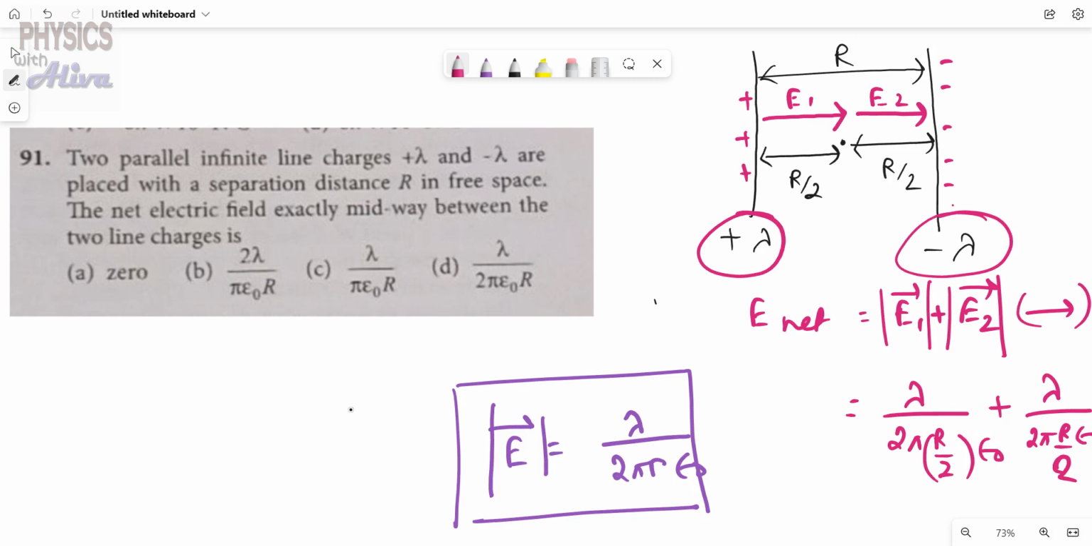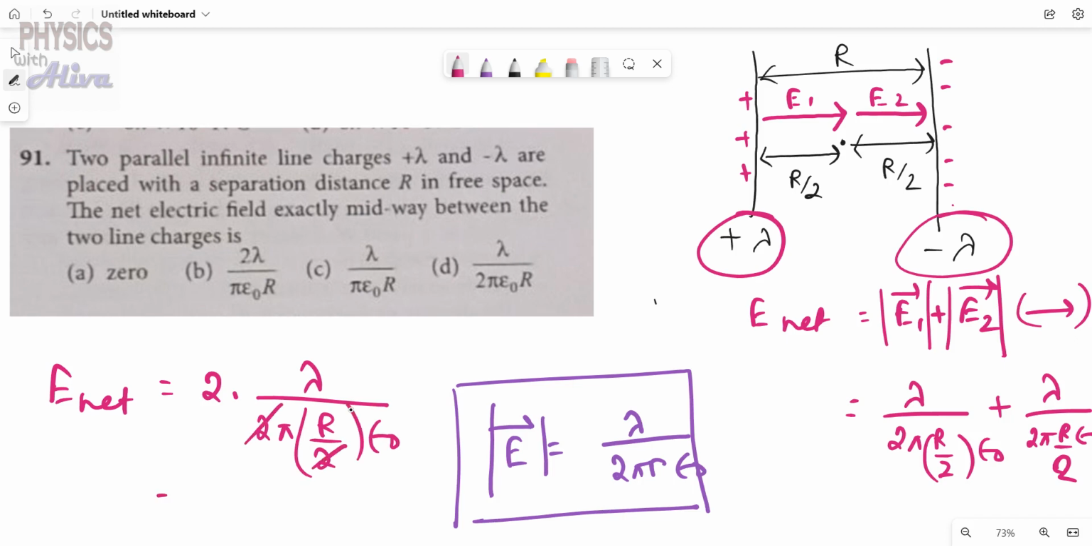Now we will add these two. Net electric field is equal to 2 times lambda divided by 2 pi, R by 2, epsilon naught. This 2 will cancel out, giving 2 lambda divided by pi R epsilon naught. So the answer will be 2 lambda by pi epsilon naught R.